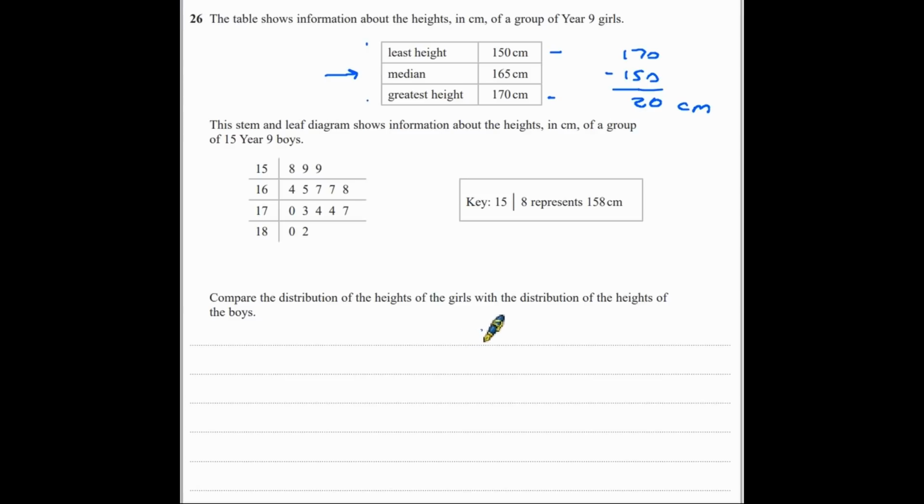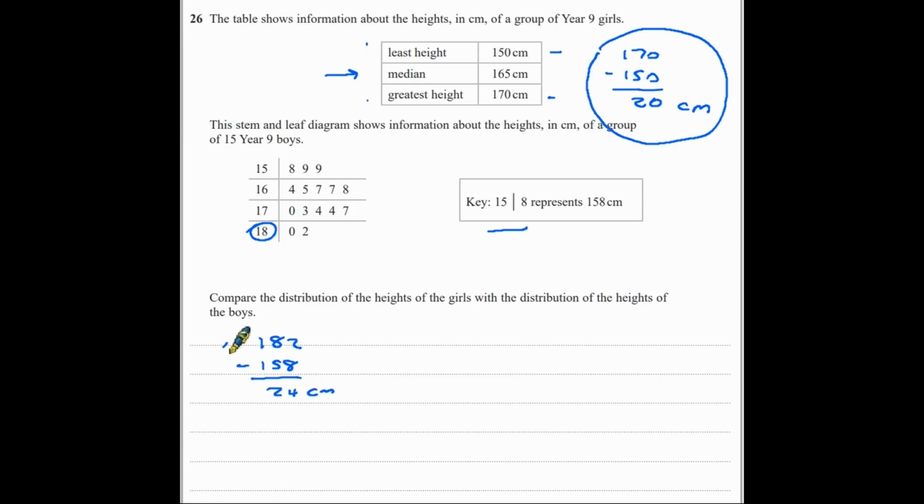Now the range for the boys, it's a stem and leaf diagram. We have a key here explaining how it works. So 15/8 represents 158. So the shortest of the boys is 158, whereas the tallest is 182. So we have the same information. 182 minus 158 gives us 24 centimetres. So in your own words, you can describe the range of heights, saying that the girls is only 20 centimetres and the boys is 24.